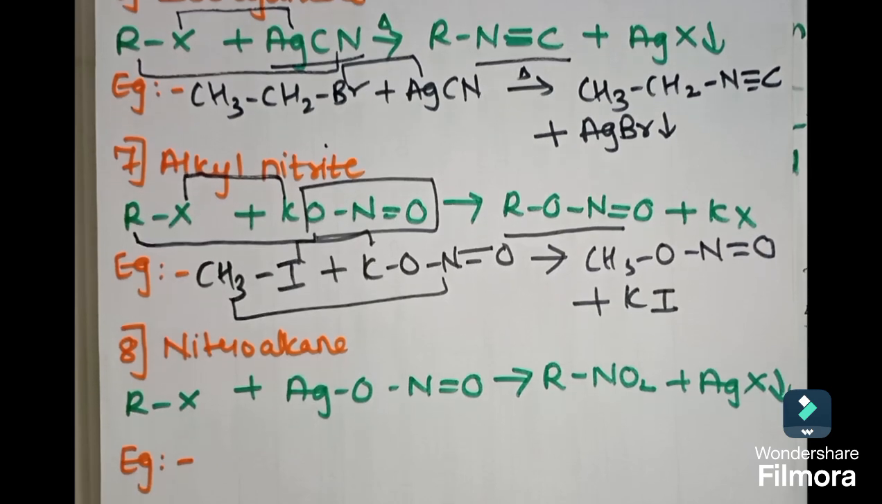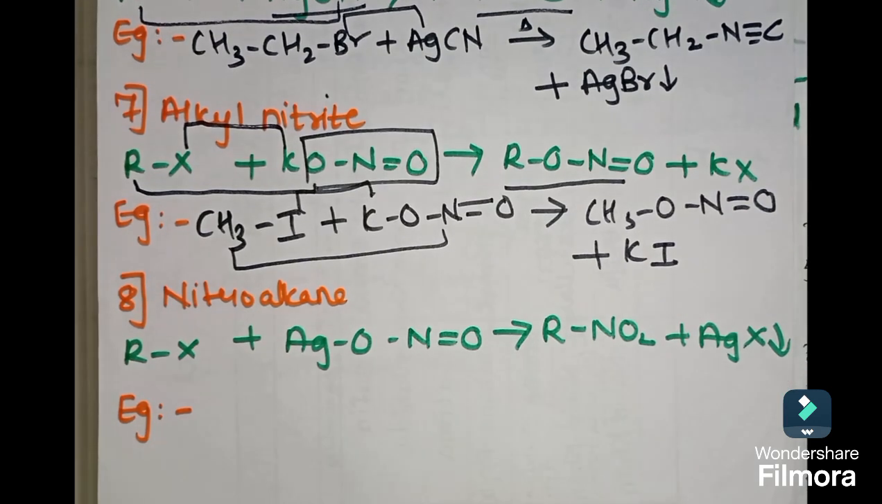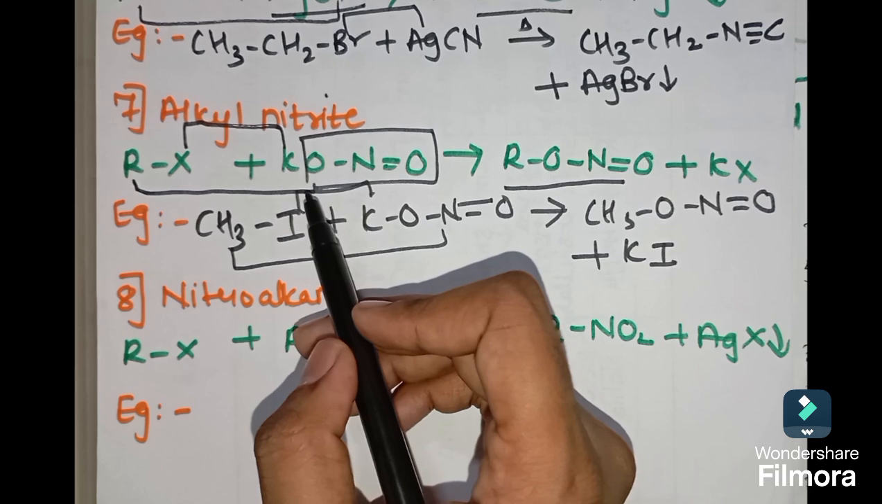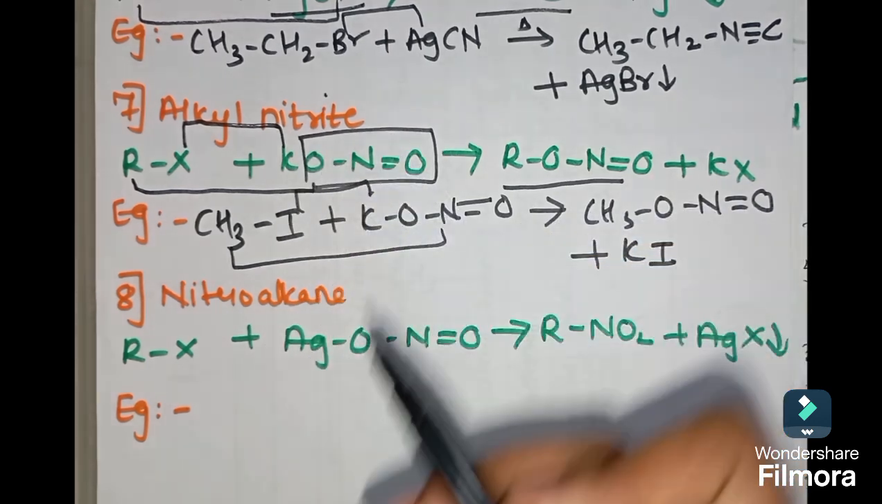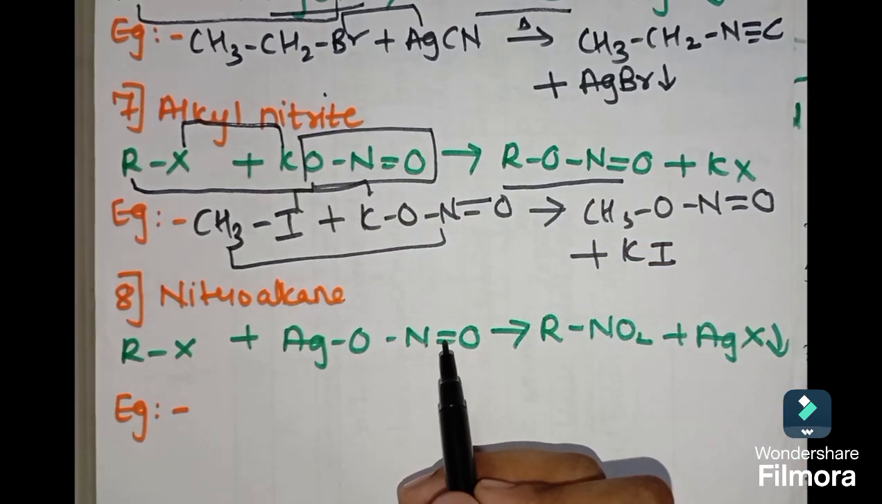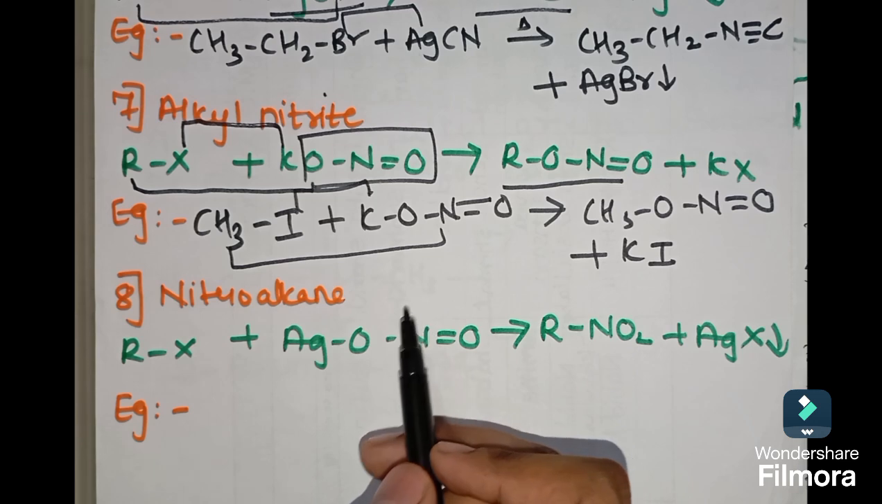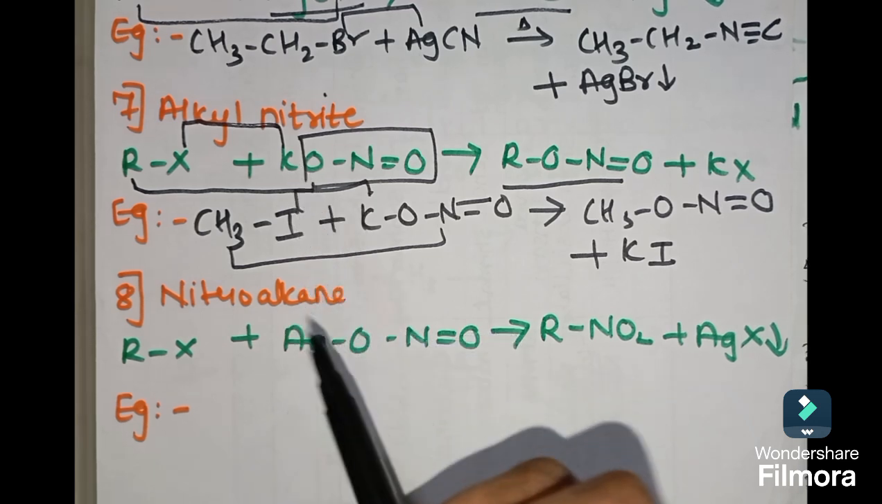Now what I have to form? I have to form nitroalkane. It is the same process. The only change over here is that instead of potassium nitrite, you have to take silver nitrite. Okay. So the same process is there. Just you have to replace this K with Ag.